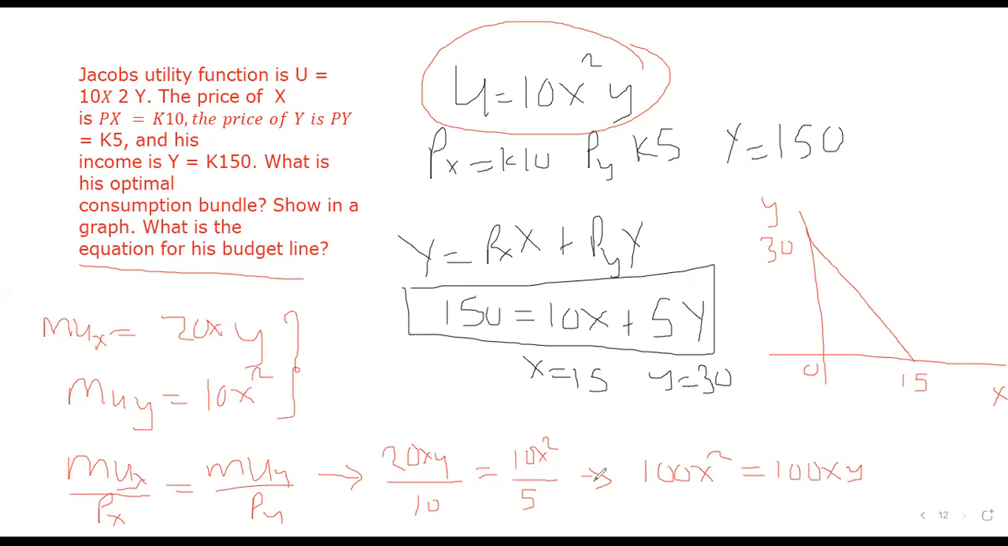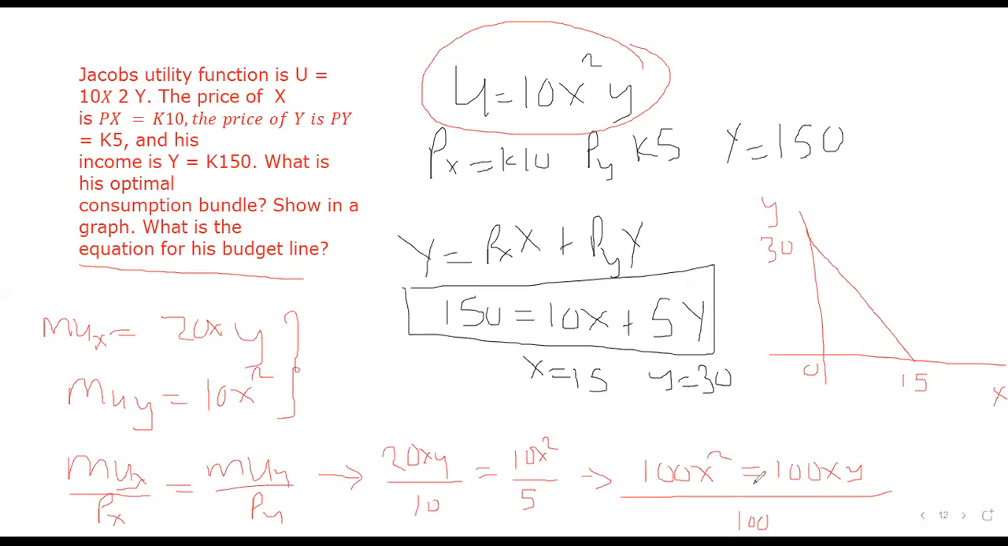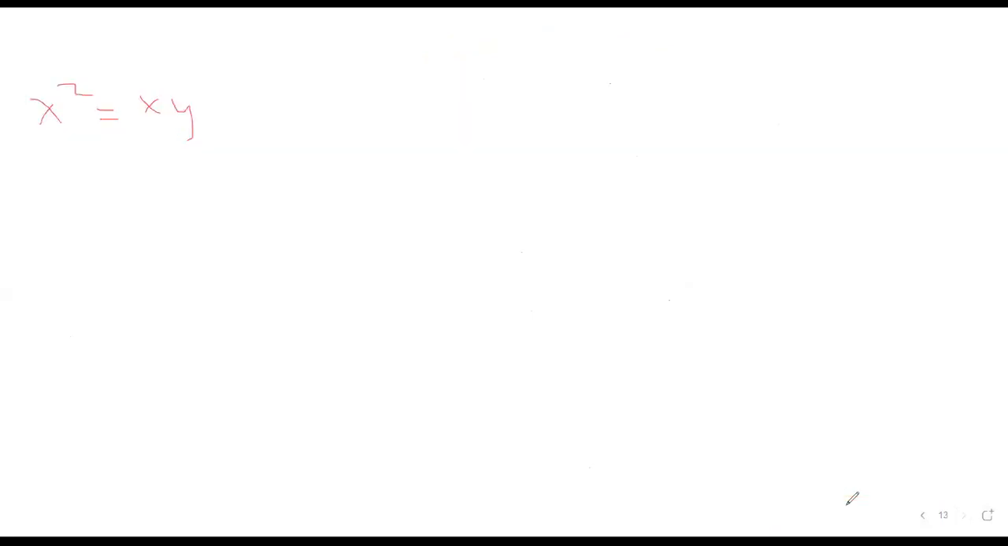Okay, so we need to make one thing the subject. We can divide firstly by 100 on both sides. So we're going to have x squared is equal to xy after dividing by 100. Then we make y the subject. So we can divide by x on both sides. So here we're going to have x is equal to y.